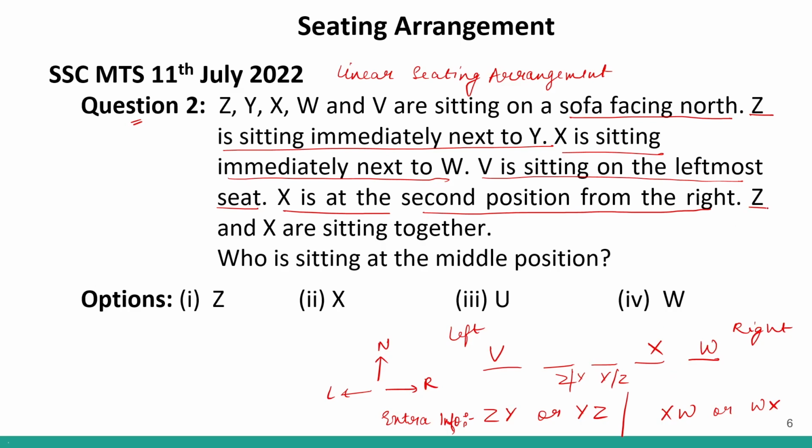The question says Z and X are sitting together. So if Z and X are sitting together, over here we will have Z and over here we will have Y. So this will be my final arrangement. Based on this arrangement, let us look at the question. The question asks who is sitting at the middle position. So we have 5 people, 1, 2, 3, 4, 5. At the middle position, we have third, which is Z. So my answer will be option number 1, Z. Clear?